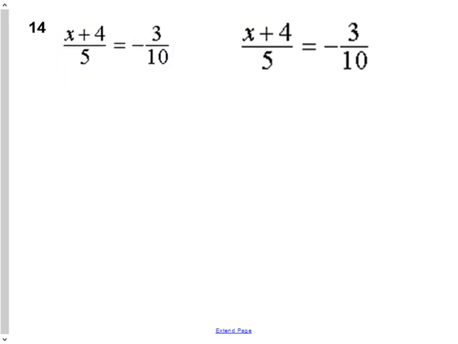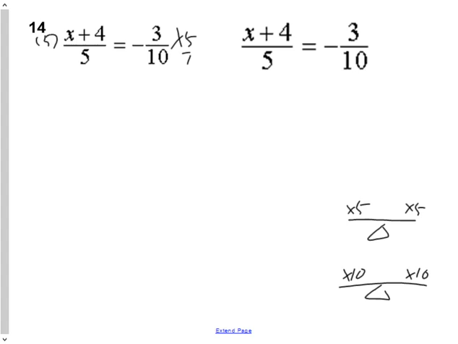So let's multiply both sides by 5. And again, the difference here is multiplying by 5 still works. Multiplying by 10 still balances, everything's good, doesn't matter. But the first one, if I multiply this side by 5 and this side by 5, I end up with x plus 4 on this side. And over here, I end up with negative 3 over 2, right? Or negative 15 over 10, which reduces down to negative 3 over 2. You can have either one.